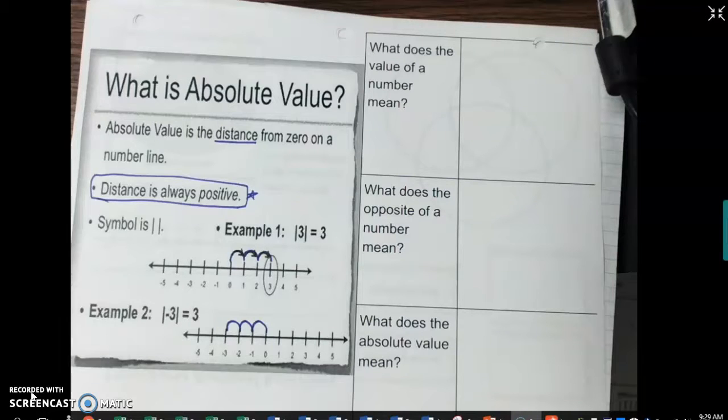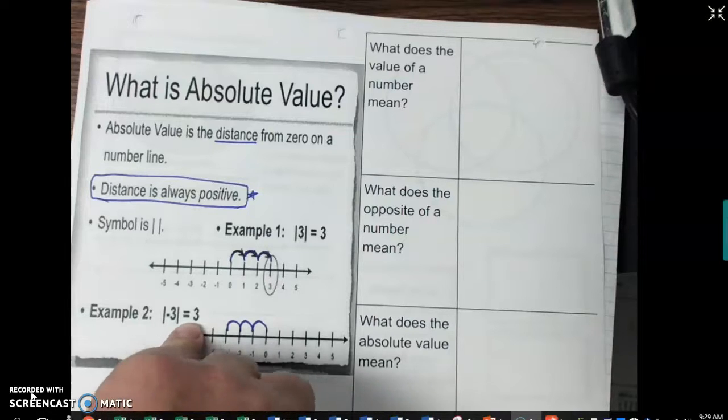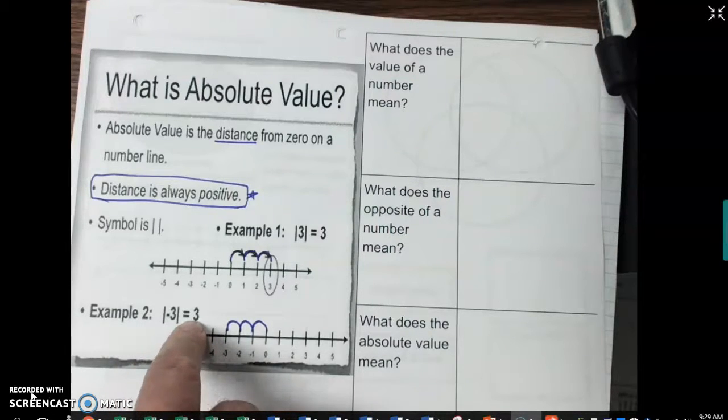Okay. The absolute value is always a what kind of number? Let's try that one more time. The absolute value is always what kind of number? Positive. Okay.